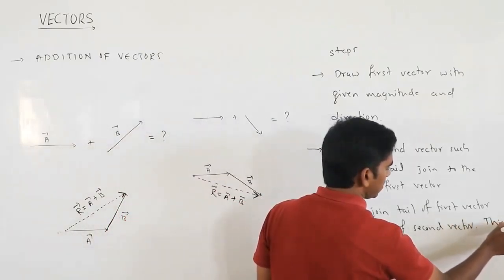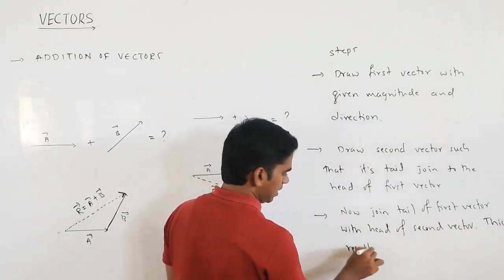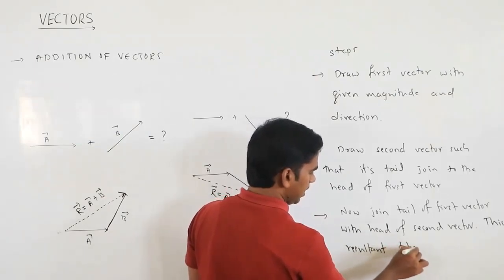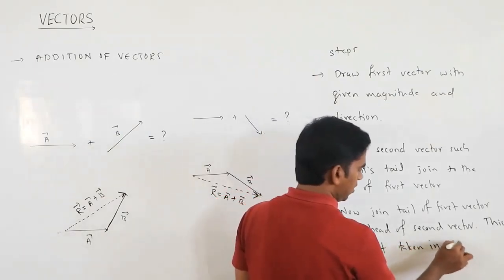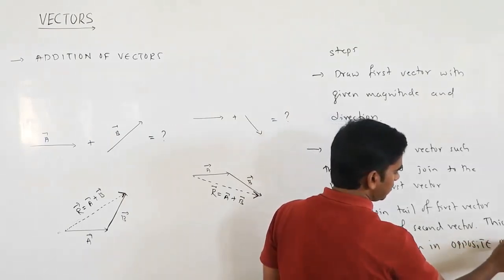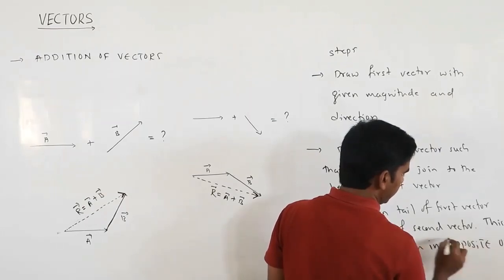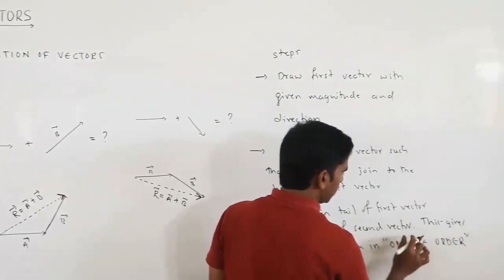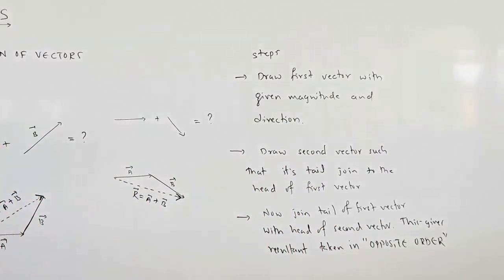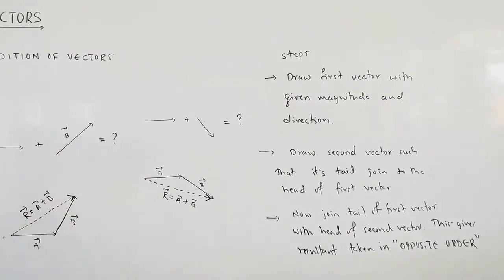This gives the resultant taken in opposite order. Taken in opposite order is very, very important. So these are your simple steps. It is not required to write the steps, but just to remember and to make it easy, I am simply writing the steps.